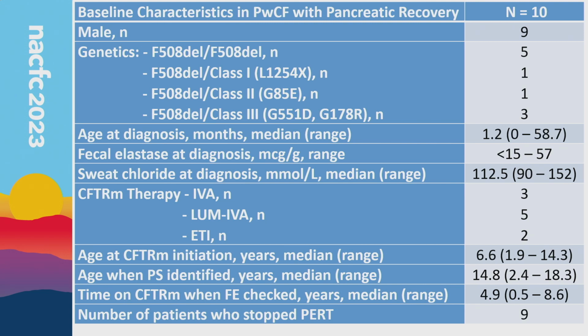The median age that these patients were started on modulator therapy was 6.6 years. The highest age was 14.3 years. The median age that pancreatic recovery was identified was 14.8 years, ranging up to 18.3 years. The median time that these patients were on modulator therapy when the pancreatic recovery was identified was 4.9 years. And of the 10 patients that recovered pancreatic function, nine patients stopped PERT.